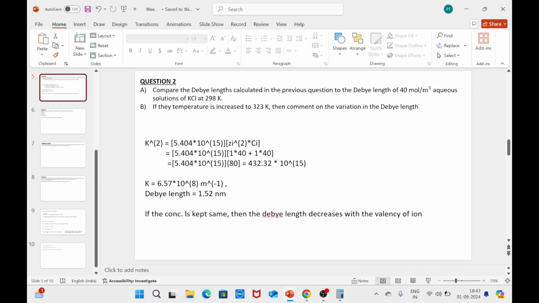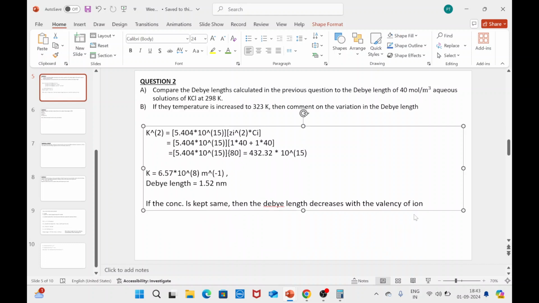We just need to change this particular parameter. As I said, since the temperature is increasing, we will not be able to use this 5.404 times 10 to the power 15. We need to change the value.